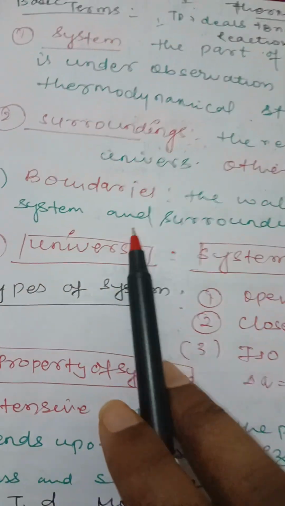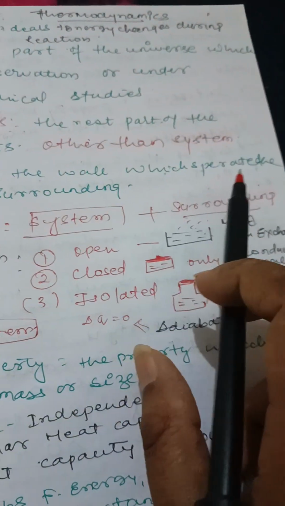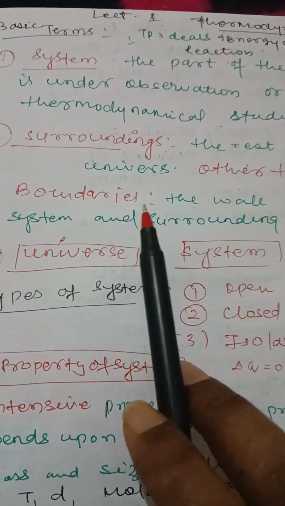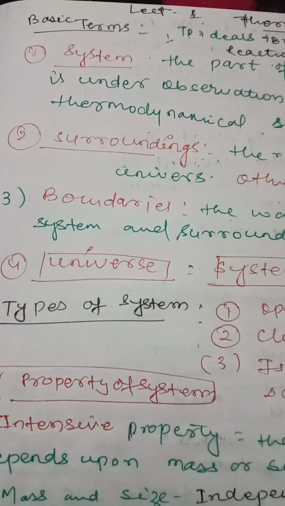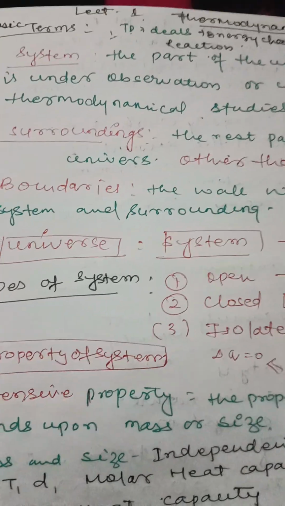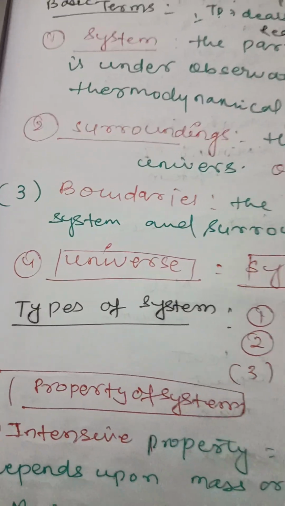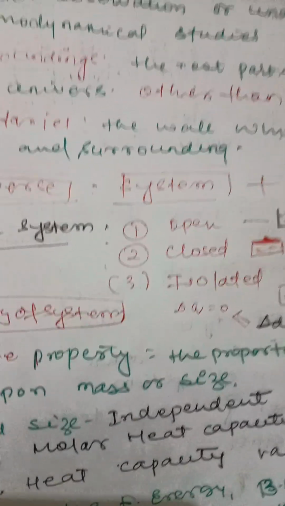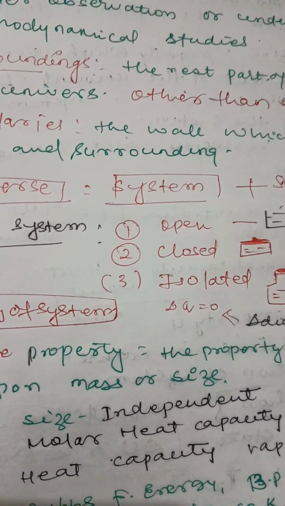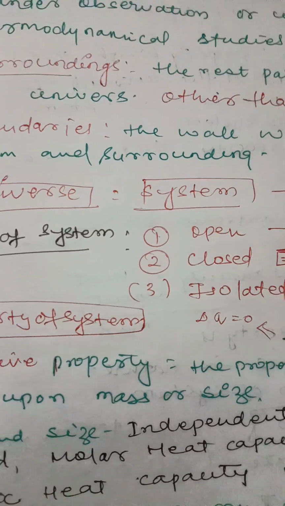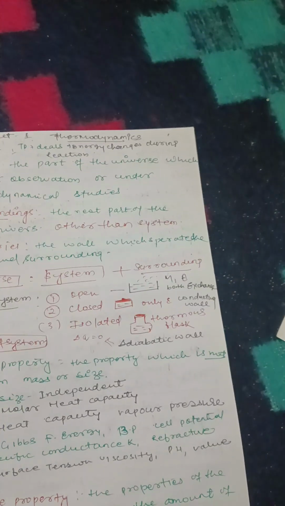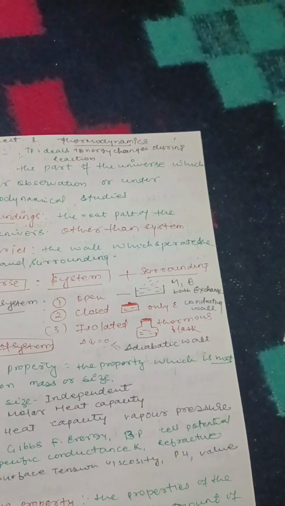Now what are boundaries? The wall which separates the system and surrounding is called the boundary. The boundaries are of many types. First is the rigid wall, where the wall is immovable. Non-rigid wall, the wall is movable.